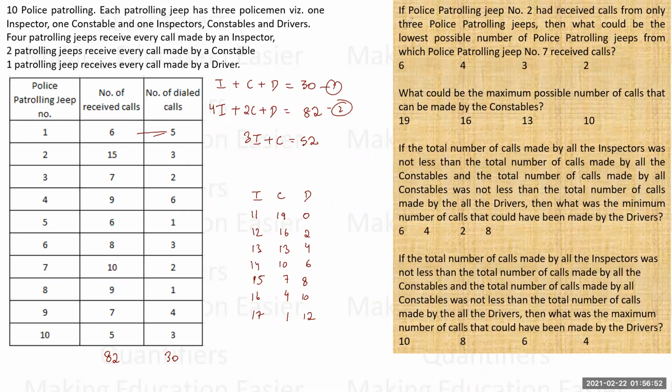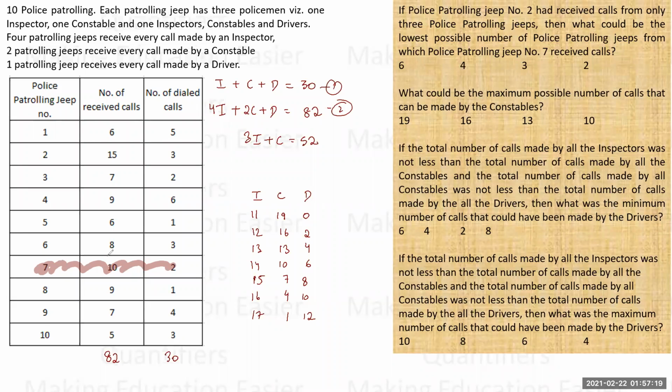Okay, let us now try to satisfy the constraints. Let's read the first question. It says if police patrolling jeep number 2 had received calls from only 3 police patrolling jeeps, then what could be the lowest possible number of police patrolling jeeps from which police patrolling jeep number 7 received the calls. So I want to minimize the calls of police number 7. Okay, let's minimize.